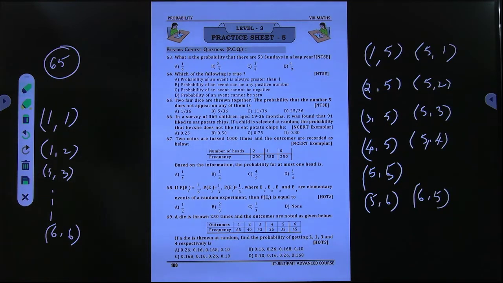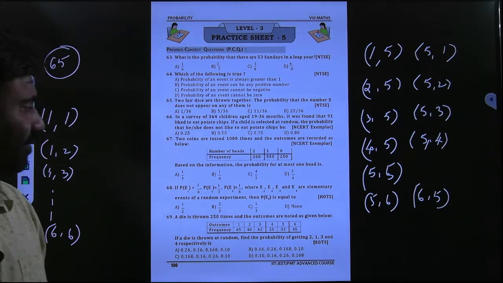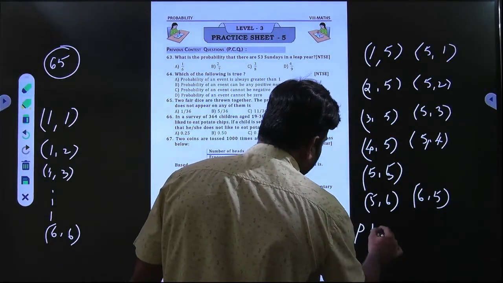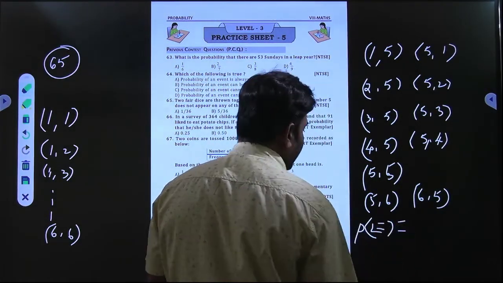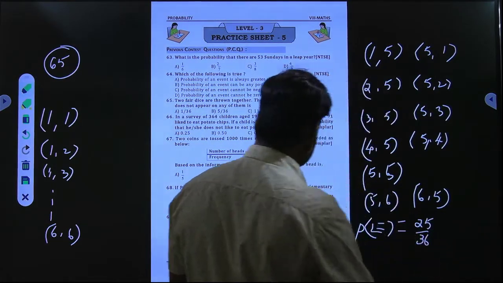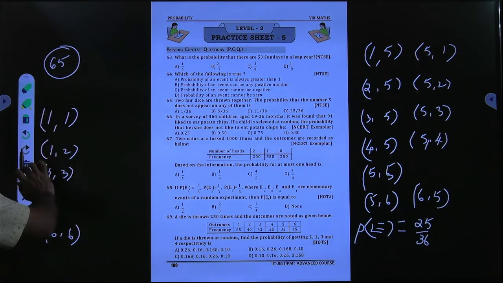The total number of cases is 36. Out of 36, 11 are not favorable, so the remaining 25 are favorable. Let the probability of the event be P(E). Then P(E) is 25 by 36. From the given options, option D is the correct answer. Next question, students. Question number 66.